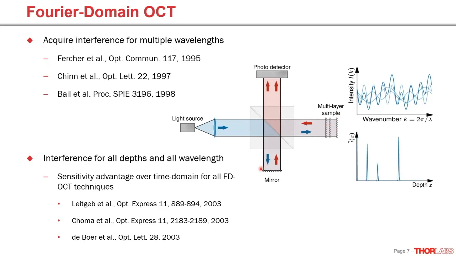And this actually has advantages over time-domain OCT, because in time-domain OCT, you only got interference at the points where your arms roughly correspond to the same path lengths. But here, for all the wavelengths that you acquire data for, you will have interference for all samples of the layer, and that causes a sensitivity advantage that's quite significant over time-domain OCT. And this was realized a couple of years after the first demonstration of Fourier-domain OCT.